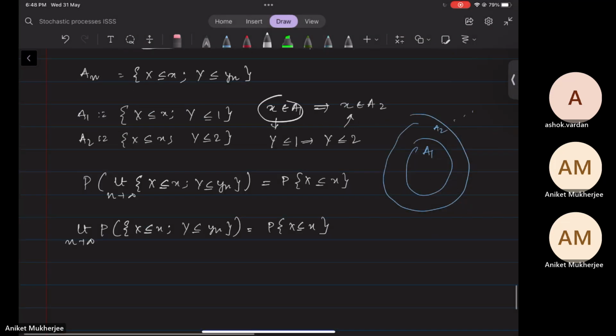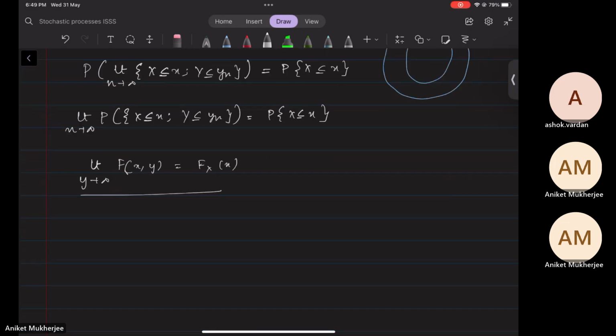So now this is the limit as y tends to infinity. This n here symbolizes that yn diverges. The yn is a sequence which goes to infinity, so you can create any such sequence. The limit as y tends to infinity of F of x comma y is equal to F_X of x. So this is how you get back the marginal from the joint distribution.